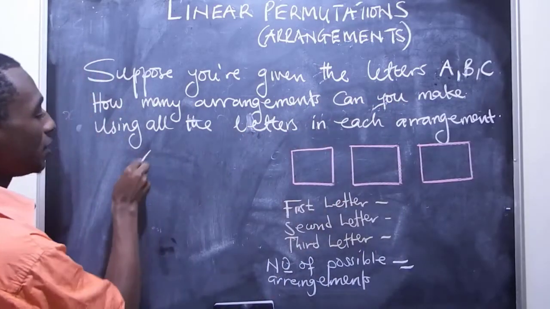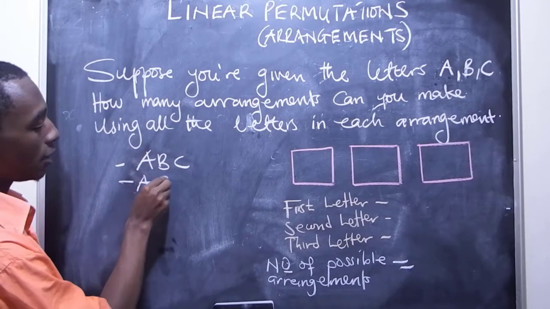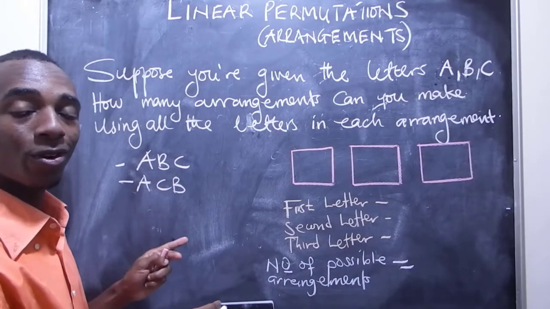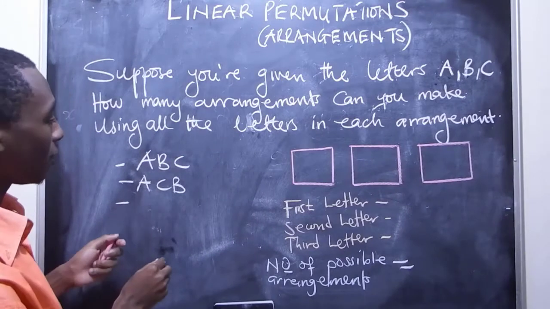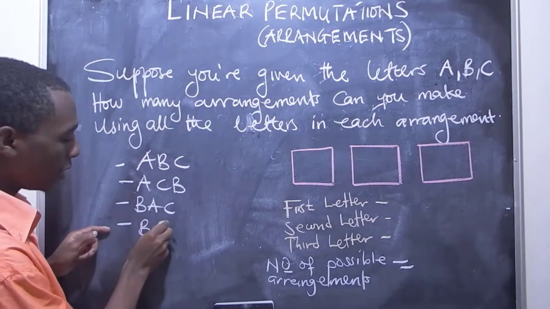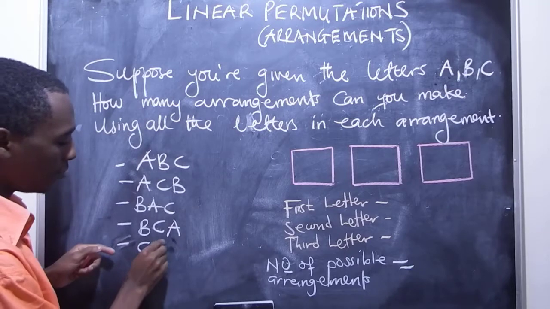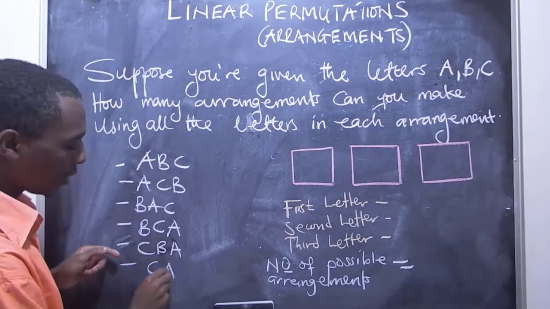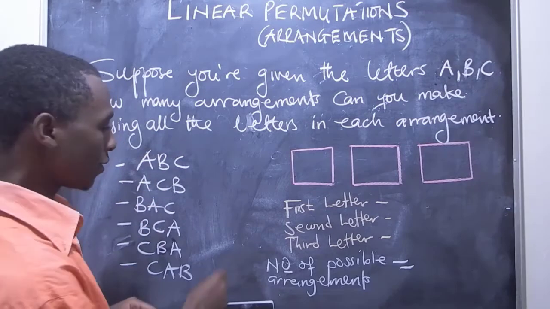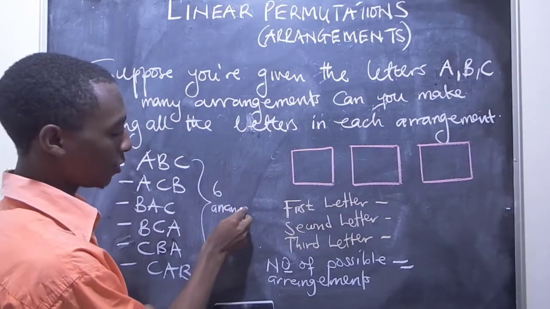So we can have A, B, C. That's a valid arrangement. We can have A, C, B. That's a valid arrangement. By the way, every arrangement here is also called a permutation. Alright, so we can have B, A, C. We can also have B, C, A. Then we can have C, B, A. Then we can have C, A, B. So how many are these? 1, 2, 3, 4, 5, 6. So you can see that we get 6 arrangements or 6 permutations.